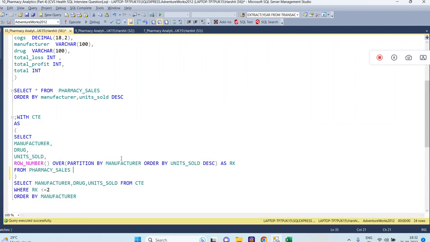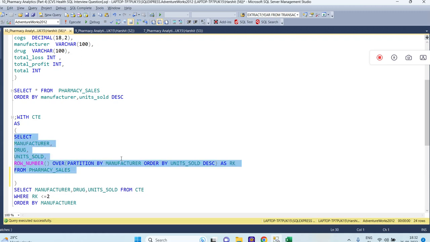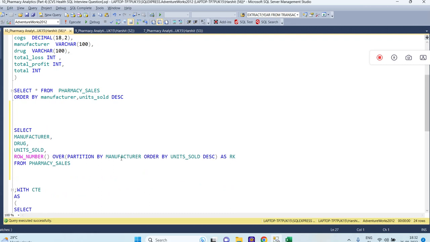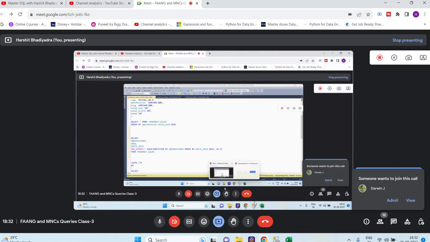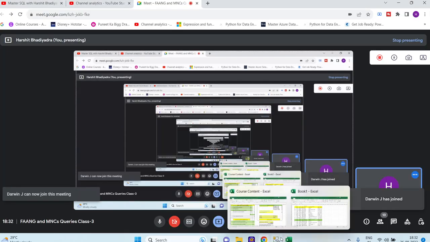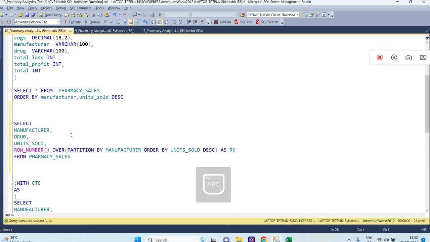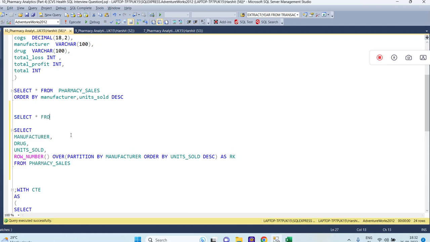Now, how can we use the subquery? Let me try to do that. In place of CTE, if I want to use the subquery, then how can we use that? So select star from, this will become our entire table, where RK less than or equal to 2.